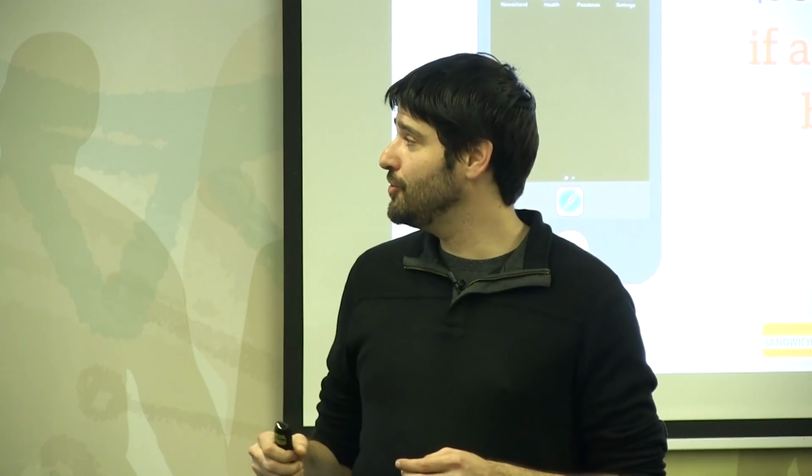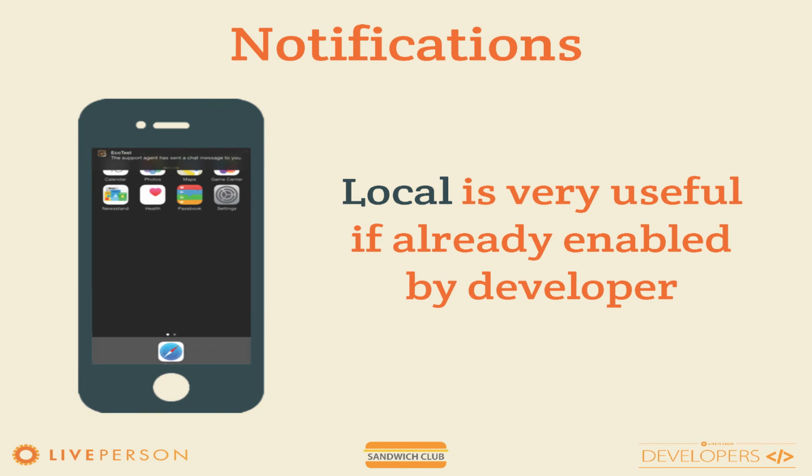But something interesting that we do use, and this is another little gotcha that you can use, is local notifications. You can do the same thing in Android, right? You can present a notification even if it didn't come from GCM. You can do it in iOS. And they look exactly the same. They provide the same functionality.